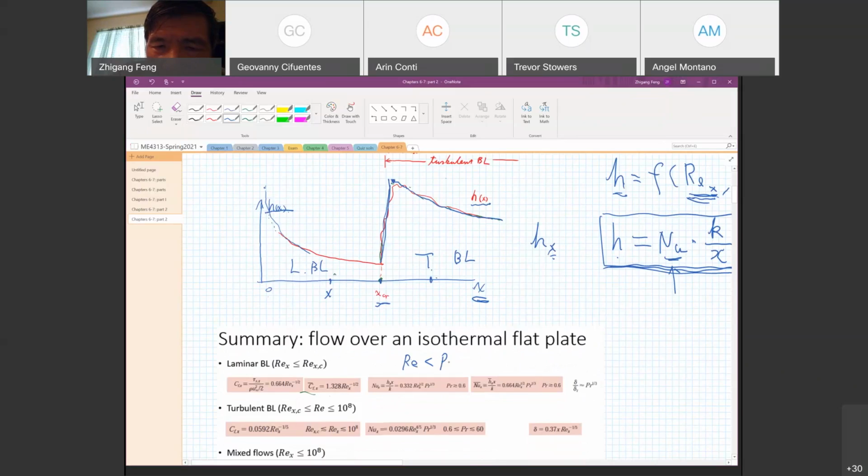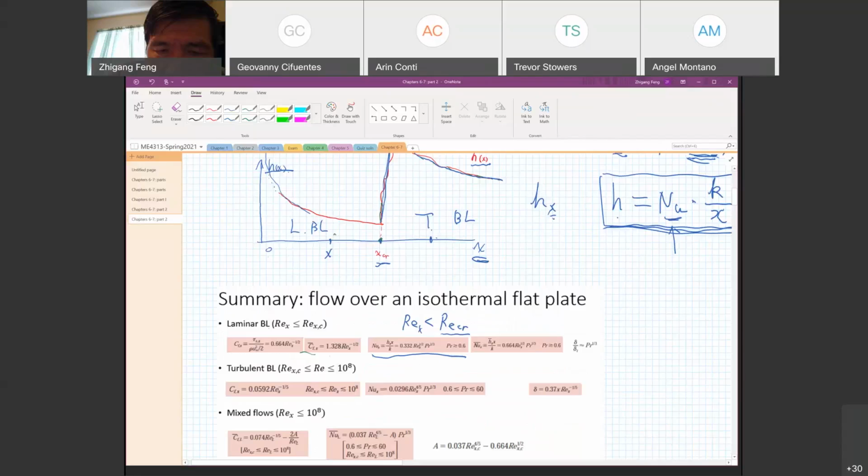and typically for a smooth flat plate, the critical Reynolds number is half a million. So if the Reynolds number is less than half a million for a smooth flat plate, then the flow is laminar, and we use this formula to calculate the Nusselt number. If x is in the turbulent boundary layer region, then we use this equation to find the local Nusselt number.